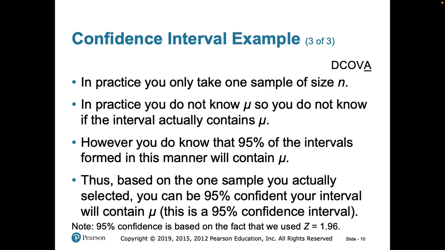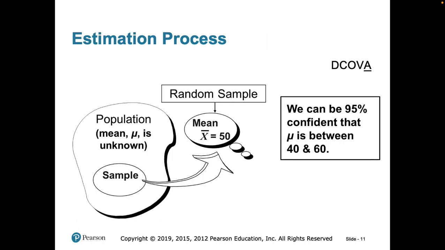So you can say, you know what, yes, I only take one sample, but I'm 95% confident that this interval contains the mean for the population. Based on that one sample you actually select, you can be 95% confident your interval will contain mu. That is the 95% confidence interval. Again, if you go to the C table, you can see 95% confidence is based on the fact that C is going to equal 1.96, and we'll go into more detail on that shortly.